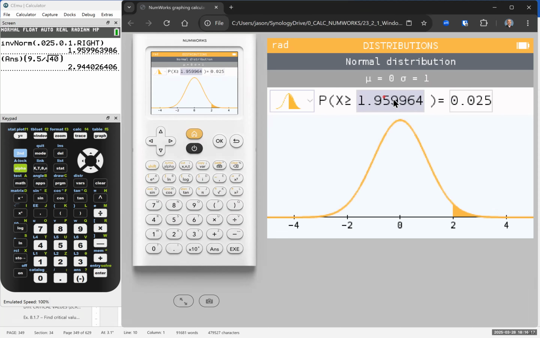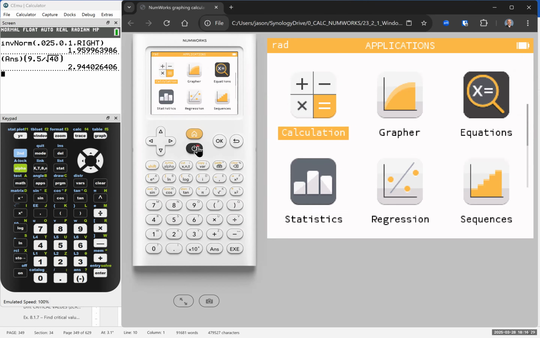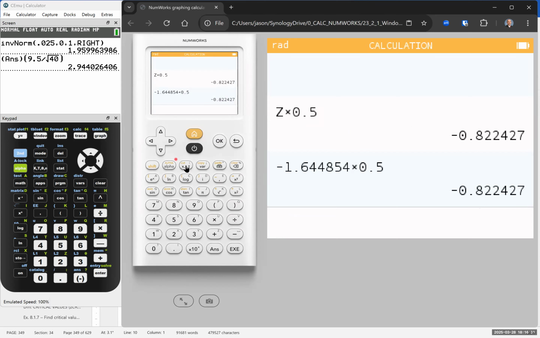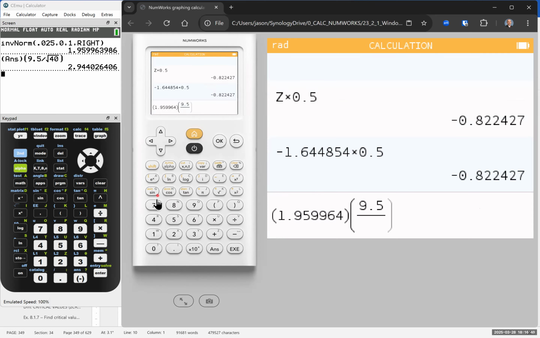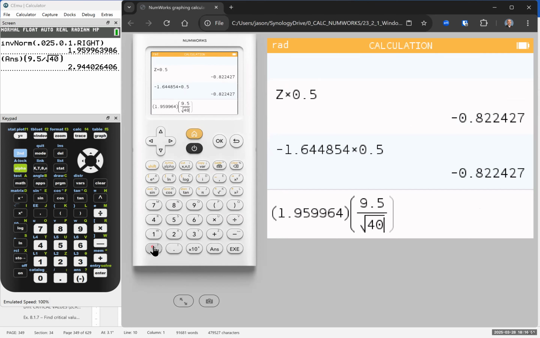So let me do the same thing here with the NumWorks calculator. Except what I'm going to do here is select this and hit Shift and this var key to copy. Okay, now I'm going to go back home, go to the calculation app. I'm going to put left parentheses. I'm going to hit Shift and the toolbox key. That'll paste. Right parentheses. Now left parentheses. And I want to do 9.5 divided by square root of 40, like that.